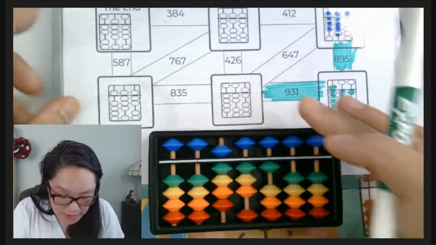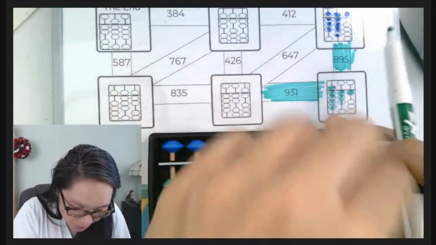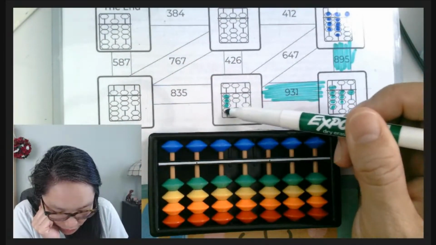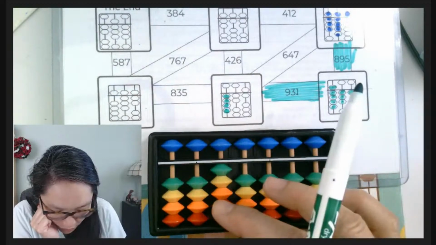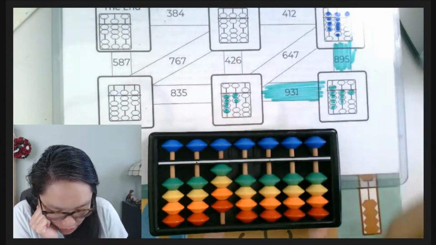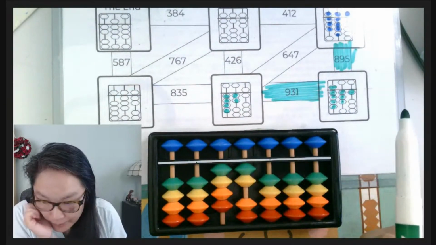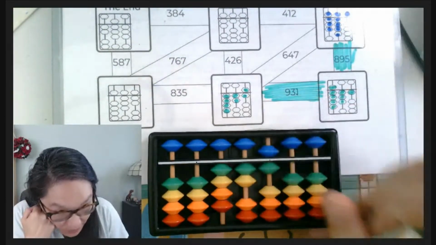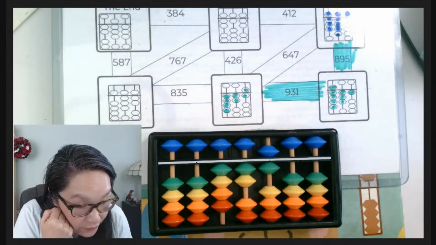So what's the next number? The next number, if we look at it, would be 1, 2, 3, 4. That'd be 4. And then we have 1, 2. That'd be 2. And then we have 5, 6. And that'd be 6.